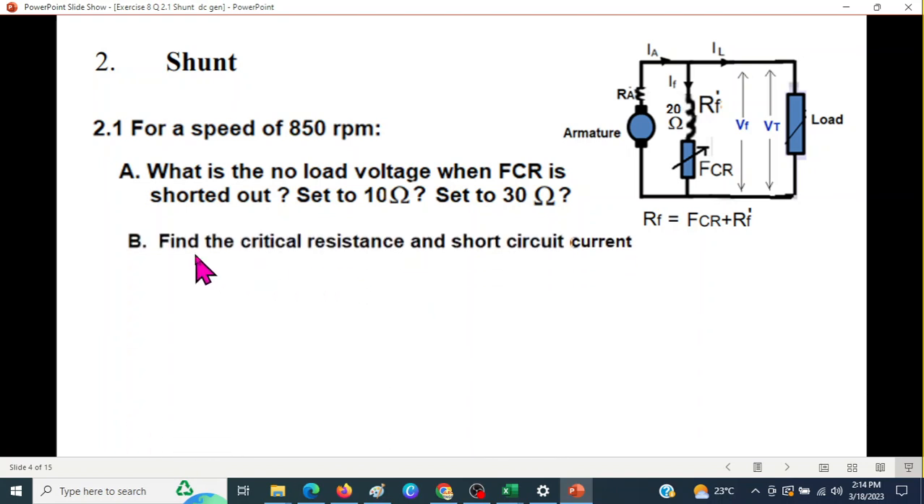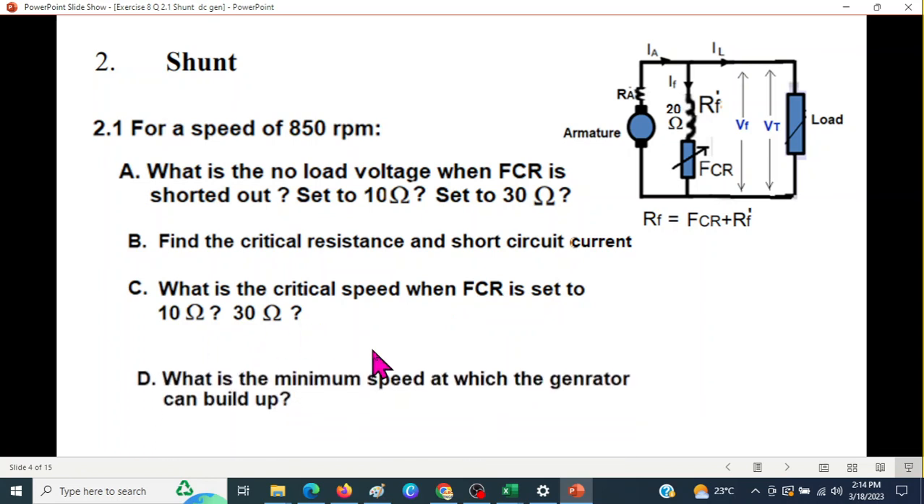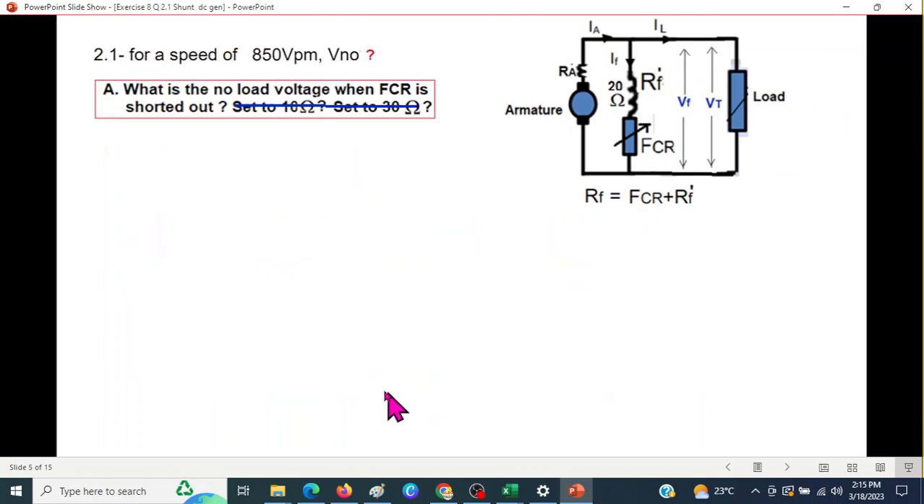Then the next question is find the critical resistance and short circuit current. Part C is what is the critical speed when the FCR is set to 10 ohm and 30 ohm. And part 4 is what is the minimum speed at which the generator can build up. Let's do the first one.